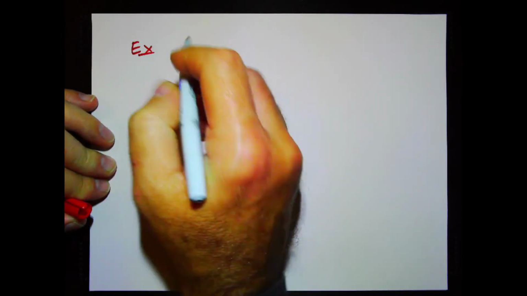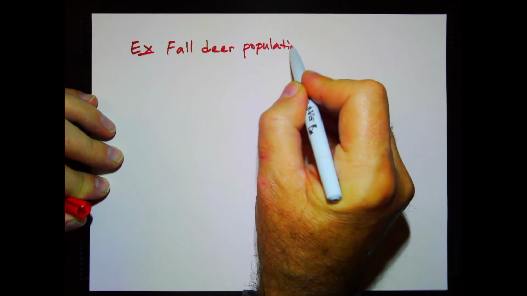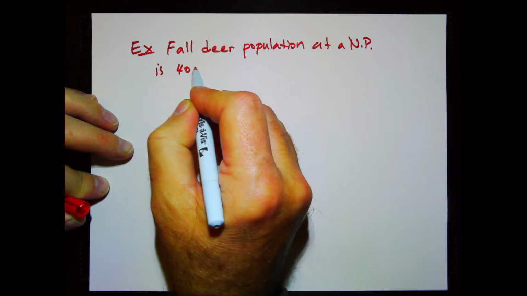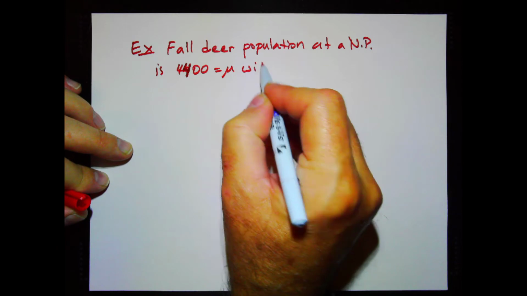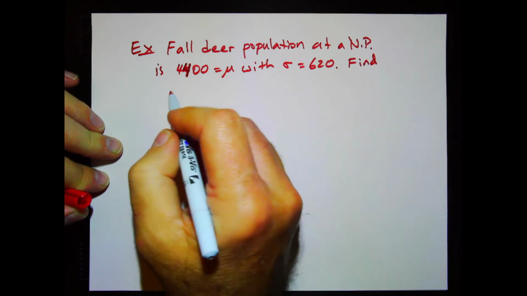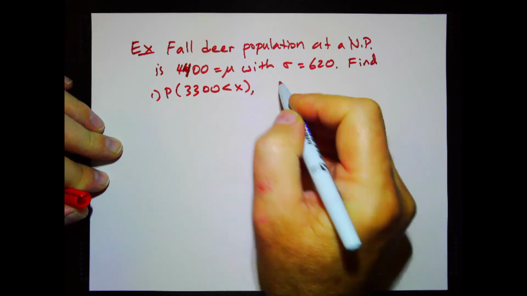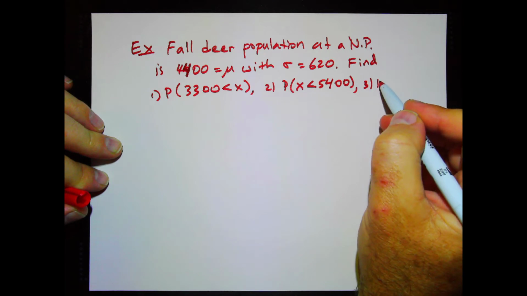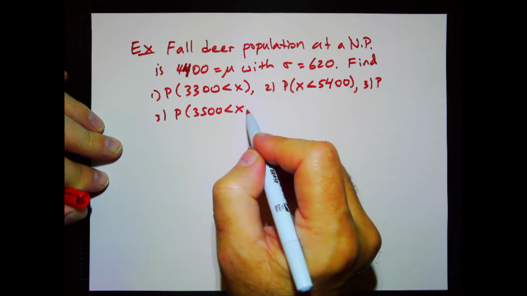In our next example, well, the deer population at a national park is 4,400 on average, with a standard deviation of 620. Find the probability that you have more than 3,300, the probability that X is less than 5,400, and 3, the probability that you have between 3,500 and 5,300.